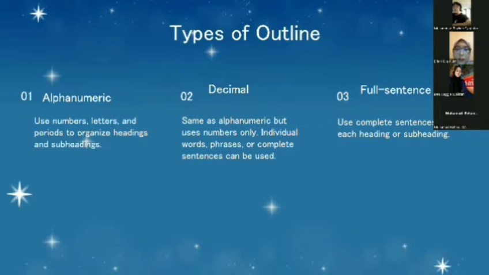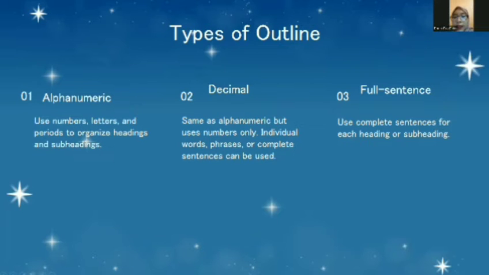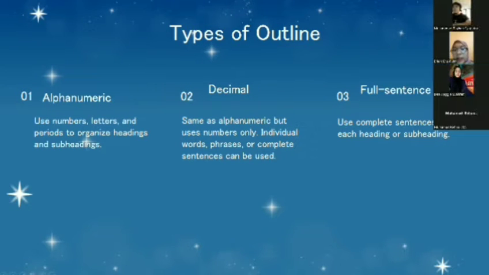And the next is the types of outline. There are alphanumeric, decimal, and full sentence. Alphanumeric uses numbers, letters, and periods to organize headings and subheadings. Alphanumeric also defines hierarchy and aligns your thoughts logically. The key points are the first level of a hierarchy, then less essential points at the following level.